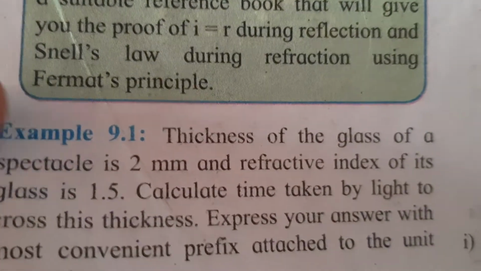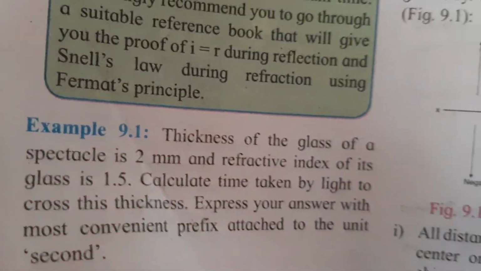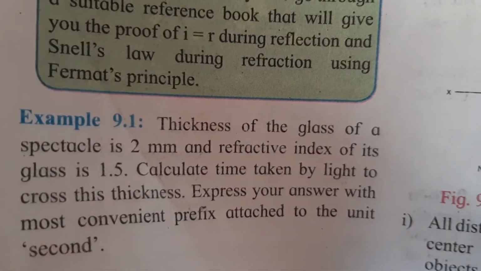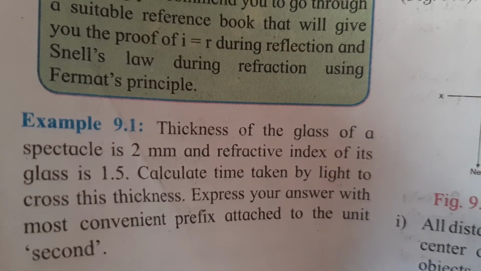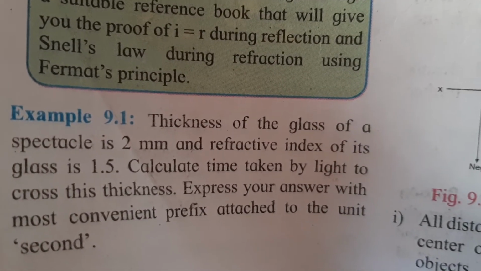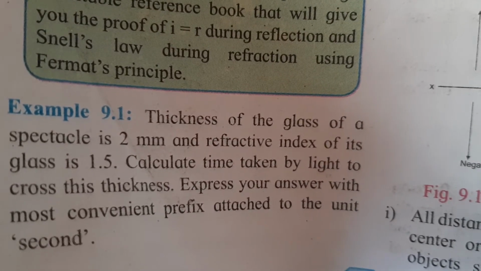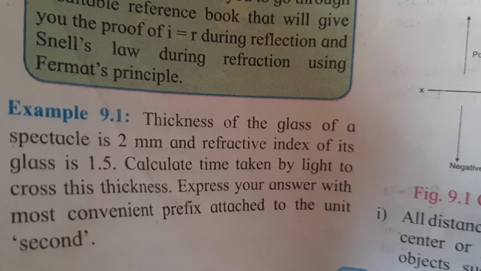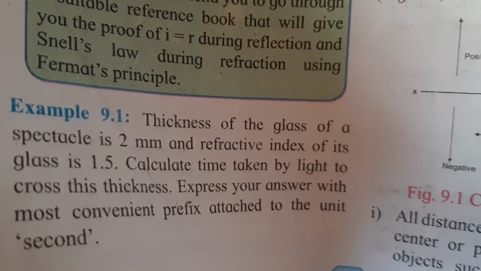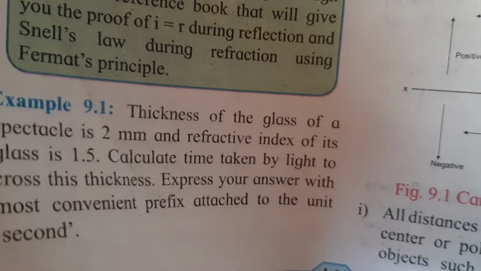Next example. What is in the example? Thickness of a glass of a spectacle is 2 mm and refractive index of its glass is 1.5. Calculate time taken by light to cross this thickness. Express your answer with most convenient prefix attached to the unit second.